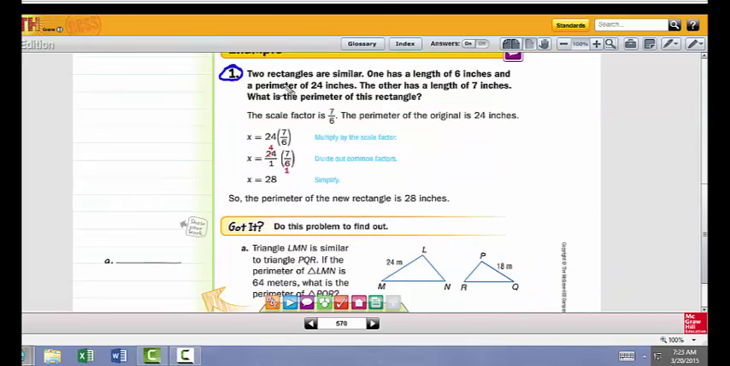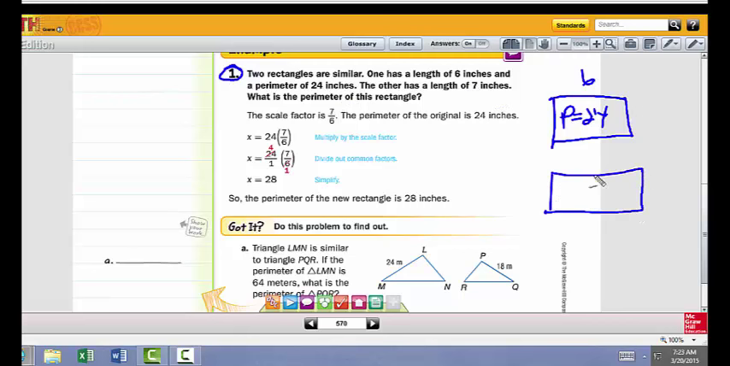Problem number 1. We have two rectangles that we're told are similar. One has a length of 6 inches and a perimeter of 24 inches. So I would draw that here and say that we've got 6 here and that the perimeter equals 24. Okay? The other has a length of 7 inches. So I would draw that one here. So we have 7 now, and we're looking for the perimeter, because we don't know it. So we would see right away that the scale factor is 7/6.